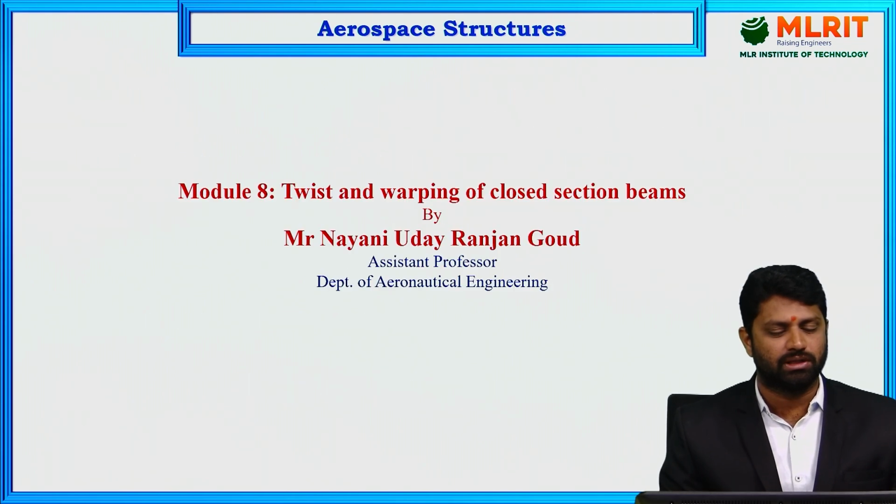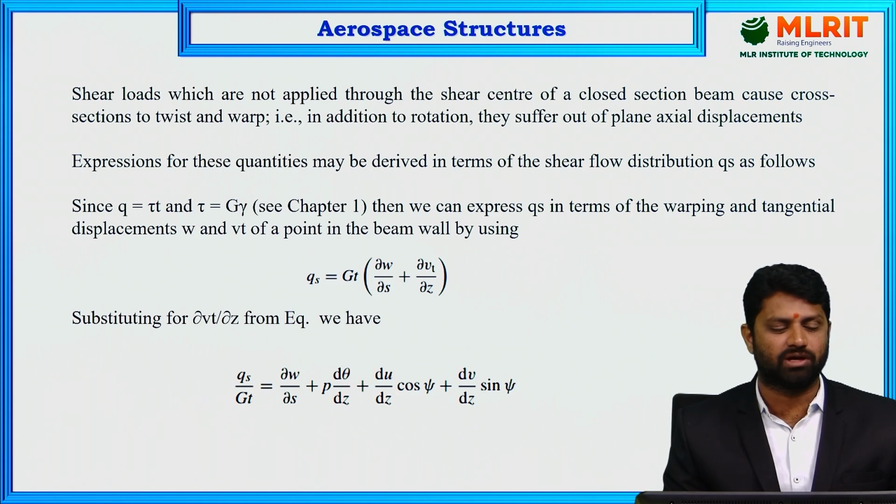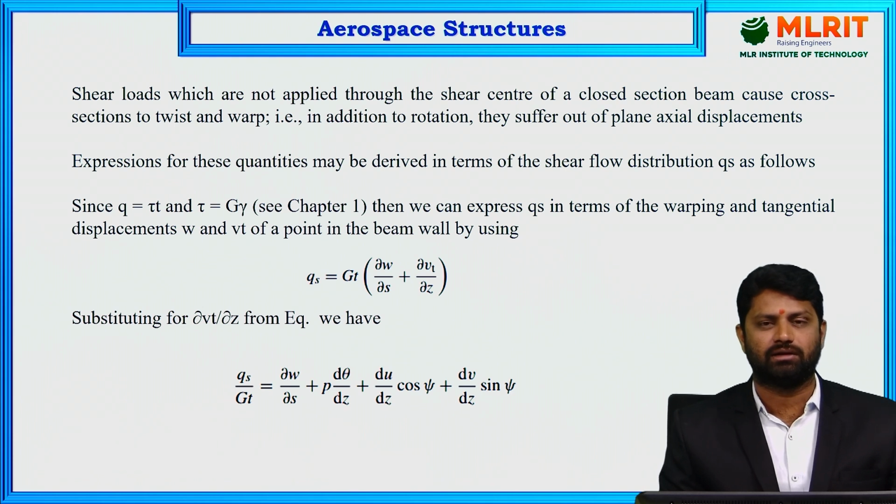Usually, when torque is applied on the beam or shaft, it is going to twist. If all the loads are consistent or symmetric, it is not going to affect the cross section of the beam. But sometimes, when the shear loads are not applied at the shear center, they are going to create a problem and cause twist, and then warping also is going to form.